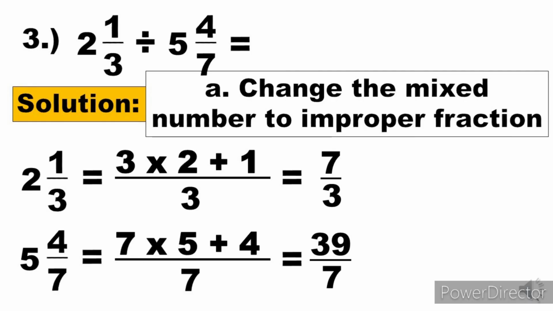Okay, para ma-change natin yung mixed number to improper fraction, ang gagawin natin, i-multiply natin yung numerator sa whole number. So, that is 3 times 2. Then, i-add ang numerator. So, 3 times 2 is 6 plus 1 equals 7 divided by the denominator 3. Then, 5 and 4/7 is equal to 7 times 5 plus 4 over 7, then it is equal to 7 times 5 is 35 plus 4, which is 39 over 7.